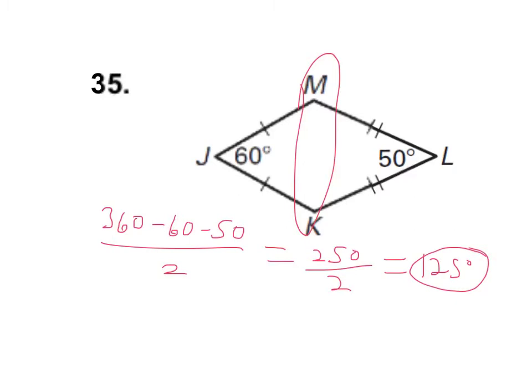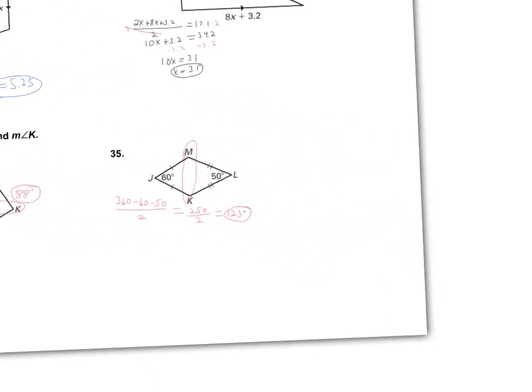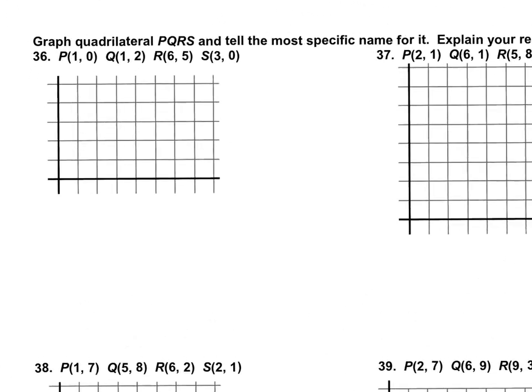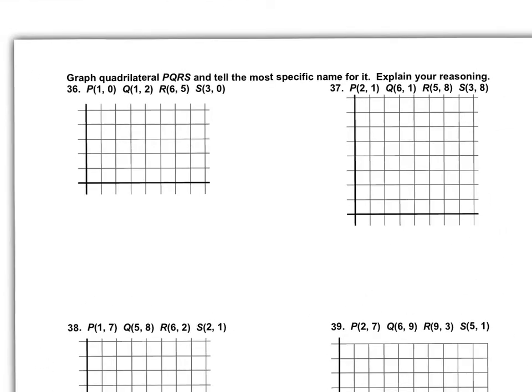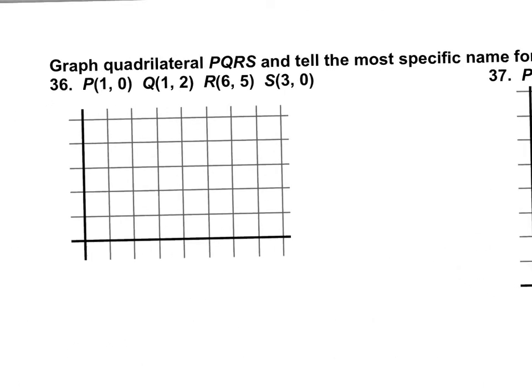All right. Now on to what I would call the main event. This is where we wrap it all up, where we graph the shape and we tell whether it's a parallelogram or a rectangle or a rhombus or a square or a trapezoid or an isosceles trapezoid or a kite. So first thing is just to graph it. Make sure you graph it correctly. Okay, so I have all my letters plotted.